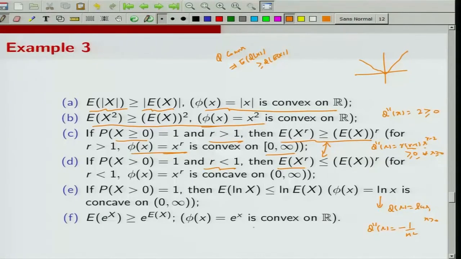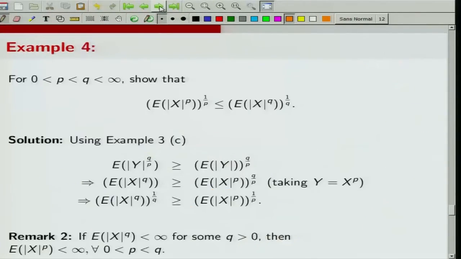So expected value of phi(x) would be less than or equal to phi of expected value of x, which gives me this inequality. Now for this case, let us look at phi(x) equal to e to the power x. Phi double prime(x) is the same as e to the power x, which is always greater than or equal to 0. So here also phi is convex, so expected value of phi(x) would be greater than or equal to phi of expected value of x, and you get this inequality. So these were nice applications of Jensen's inequality.